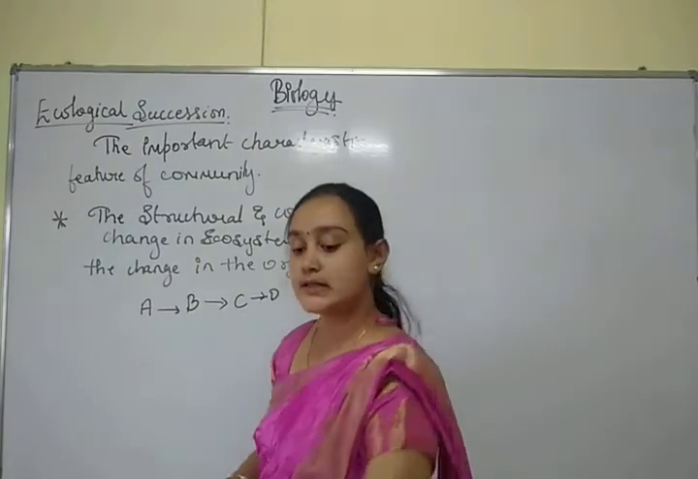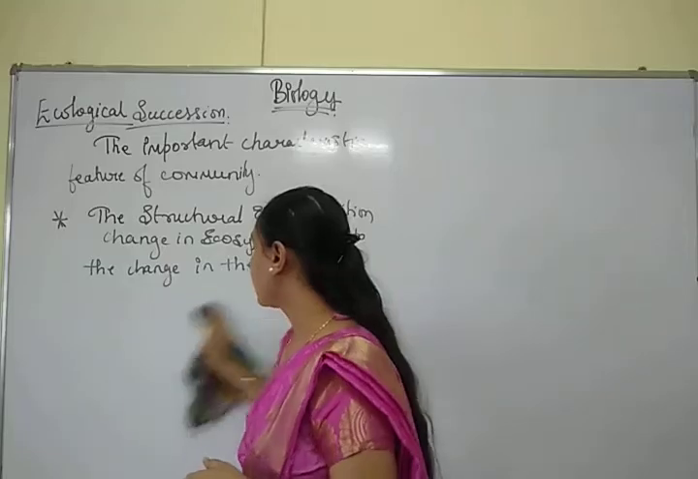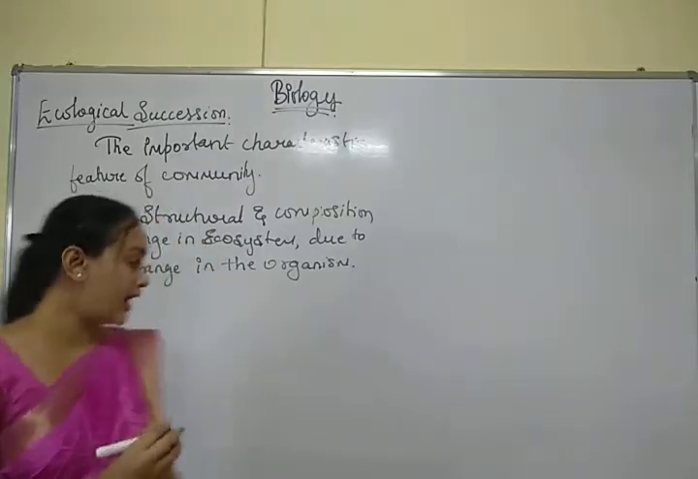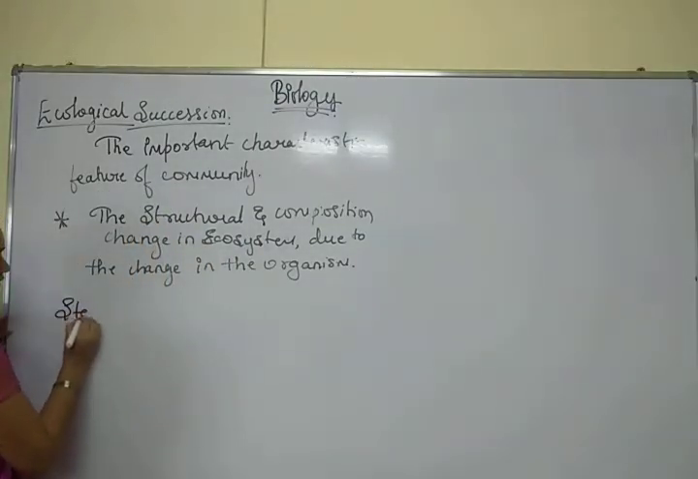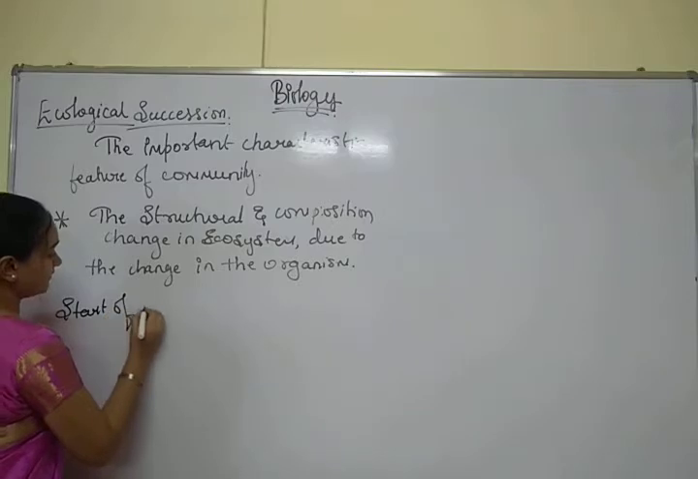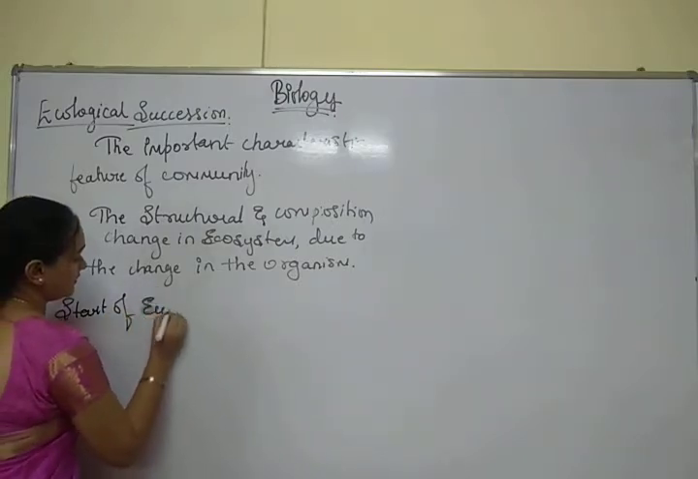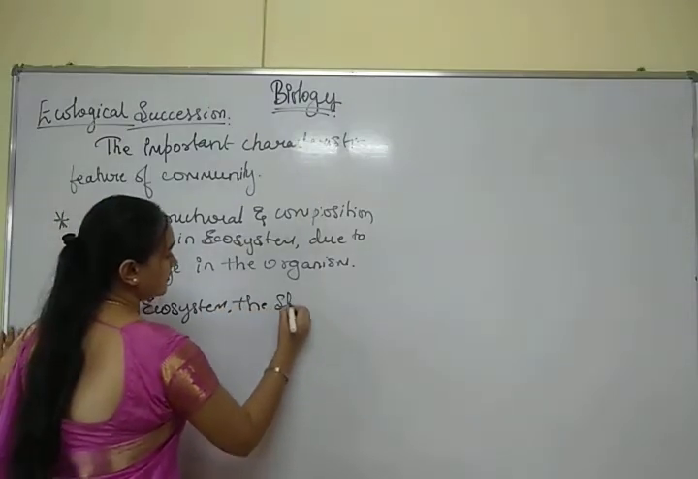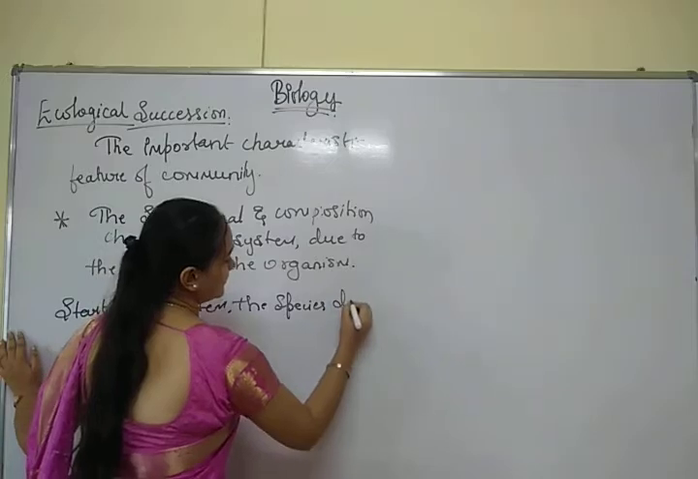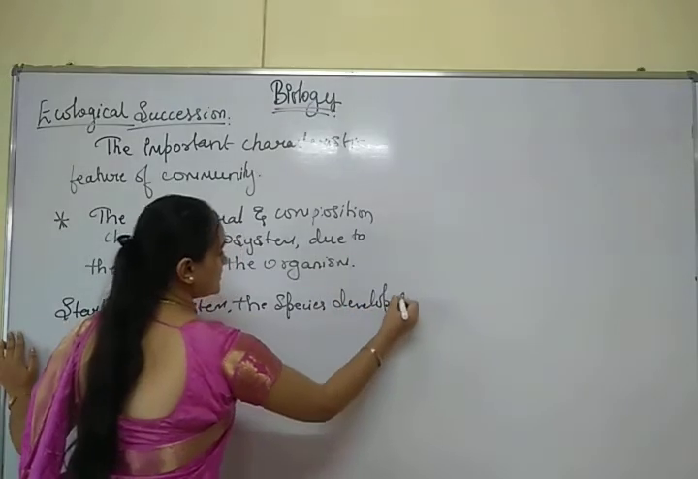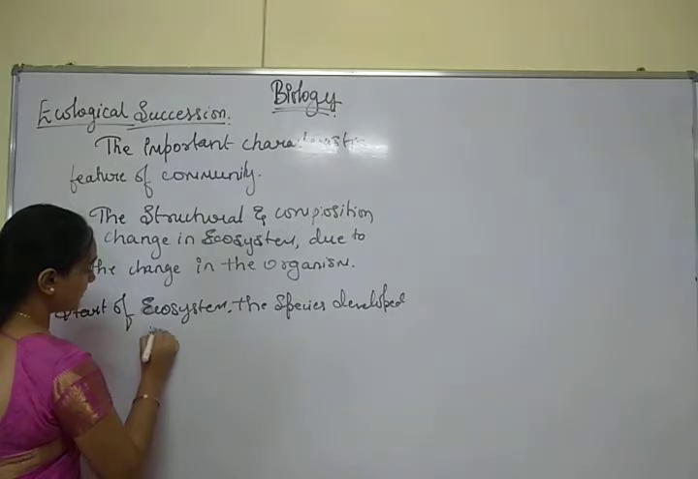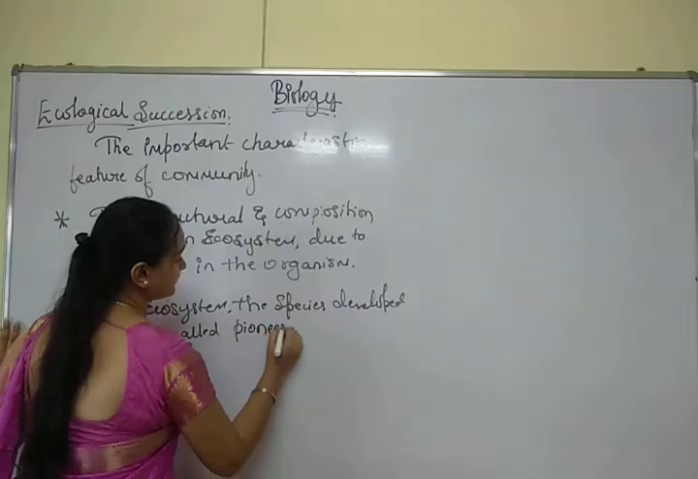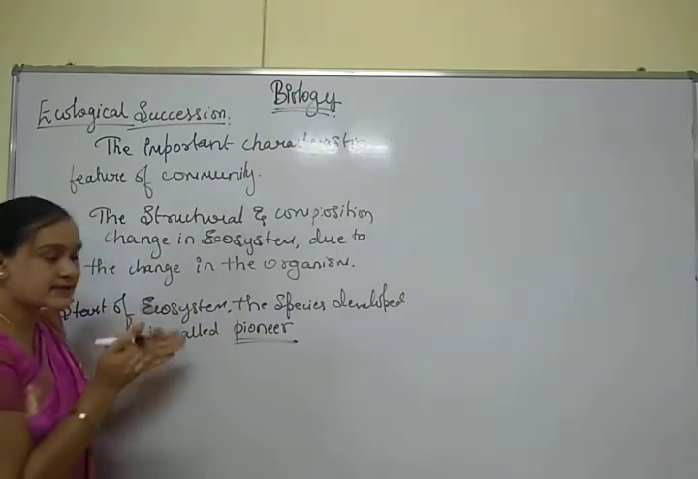Now to understand this, at the start of the ecosystem, the species that developed first is called the pioneer species. So it is called the pioneer.